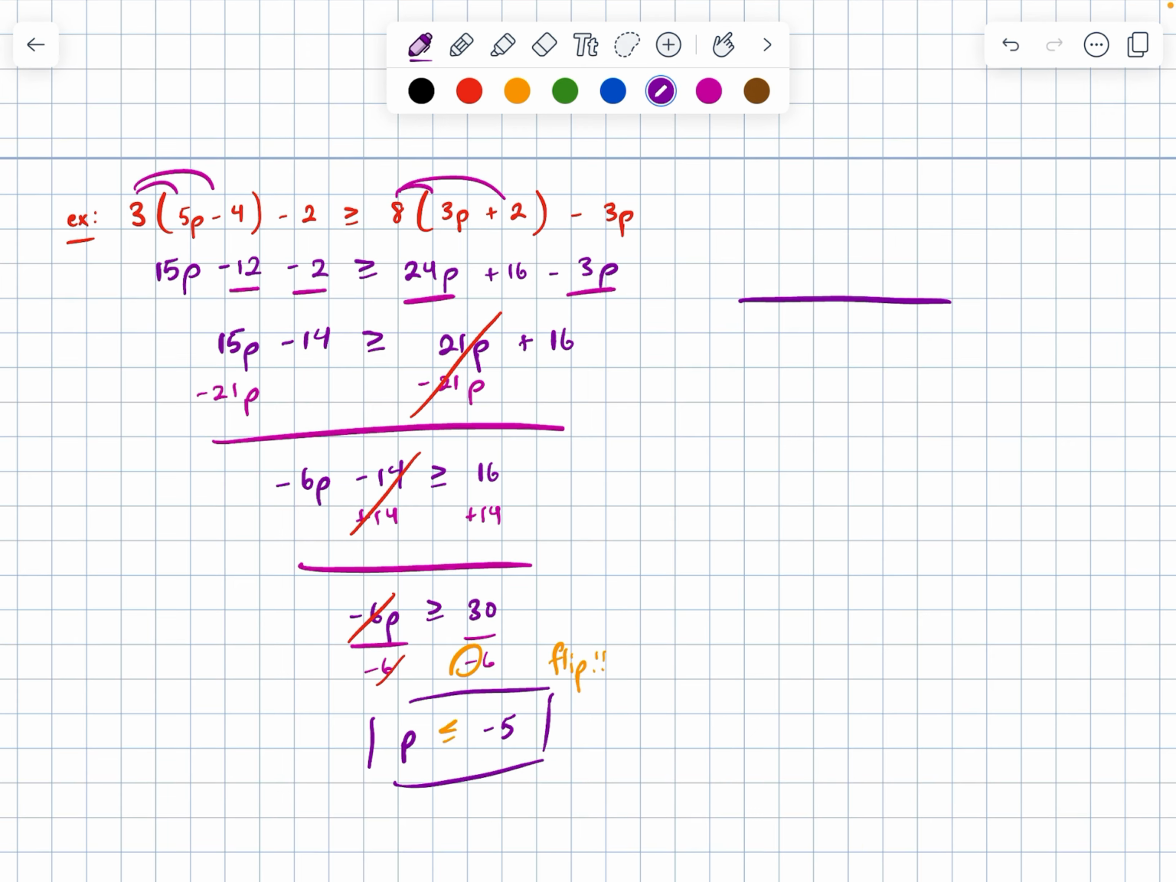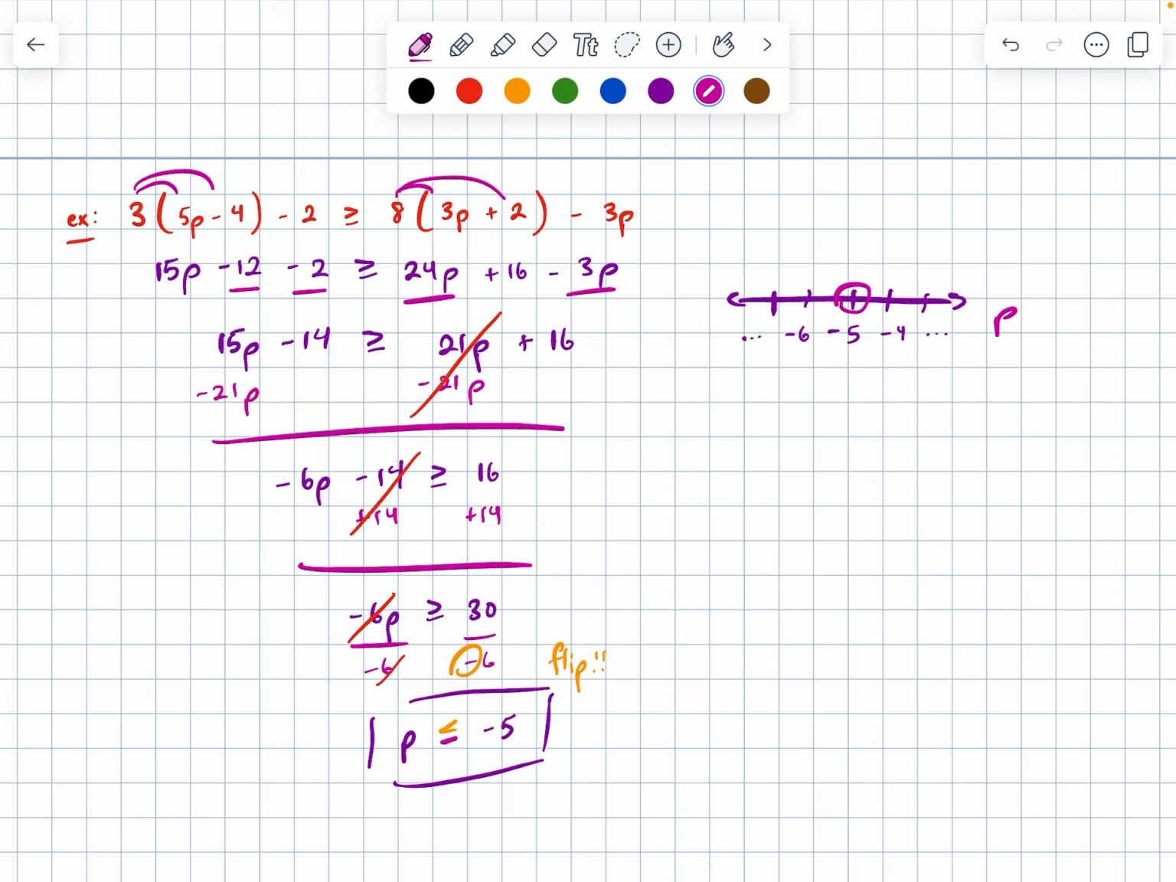From here, I want to graph it. So on my number line, tracking values of p. So the most important thing that I include on that number line is a negative 5. Maybe off to the right, I've got negative 4. Off to the left, I've got negative 6. Keep going. Negative 5 in this case, it's always going to get circled.